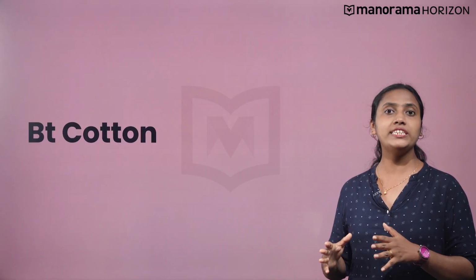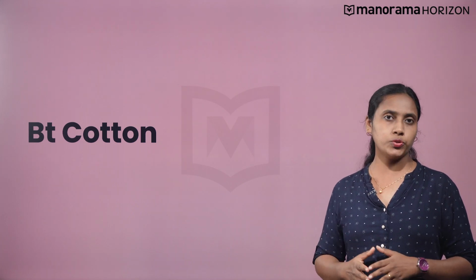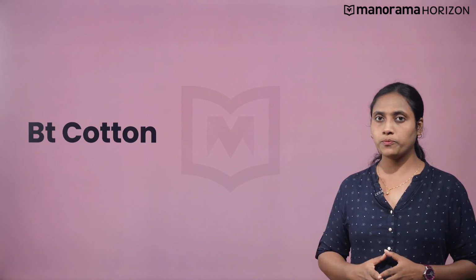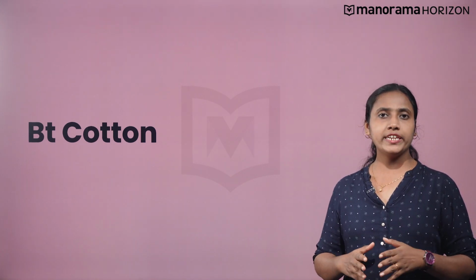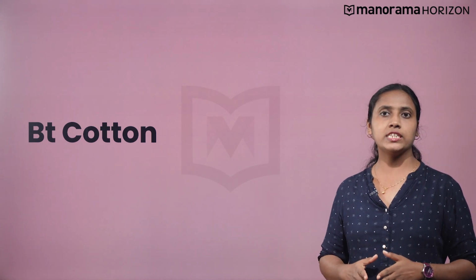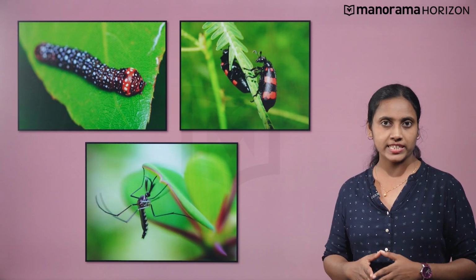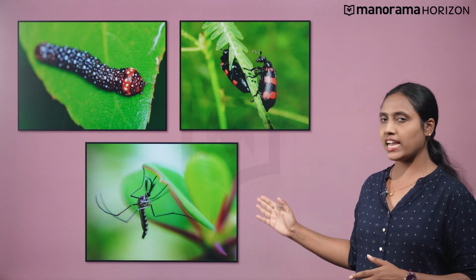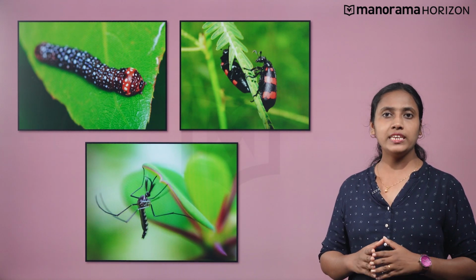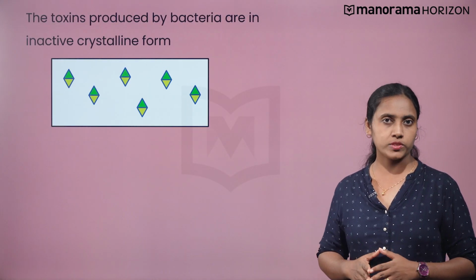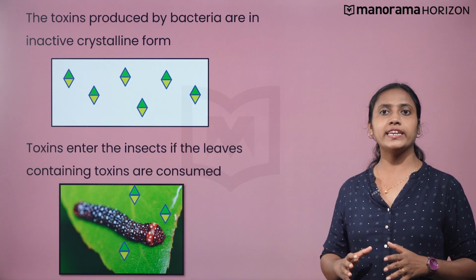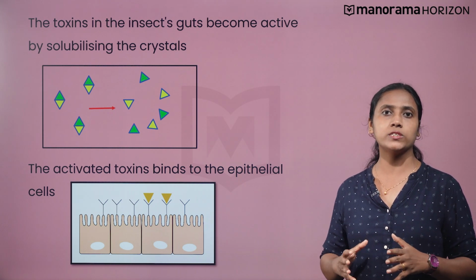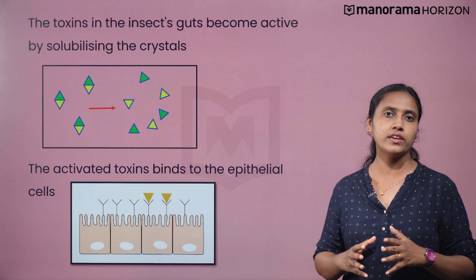Let's now see how Bt cotton is produced. As I told you, Bt toxins act as a pesticide. So, does it kill all types of pests? No. Bt toxins kill certain kinds of pests such as lepidopterans, meaning budworms, armyworms, etc., coleopterans, meaning beetles, and dipterans, which include flies and mosquitoes. The bacteria produce these toxins in inactive crystalline forms. When an insect consumes a leaf containing these toxins, the toxins become active in their guts by solubilizing the crystals due to the presence of alkaline pH in their guts.